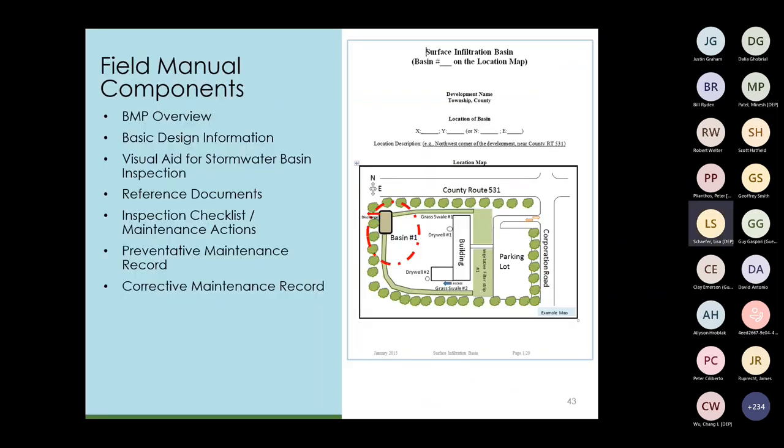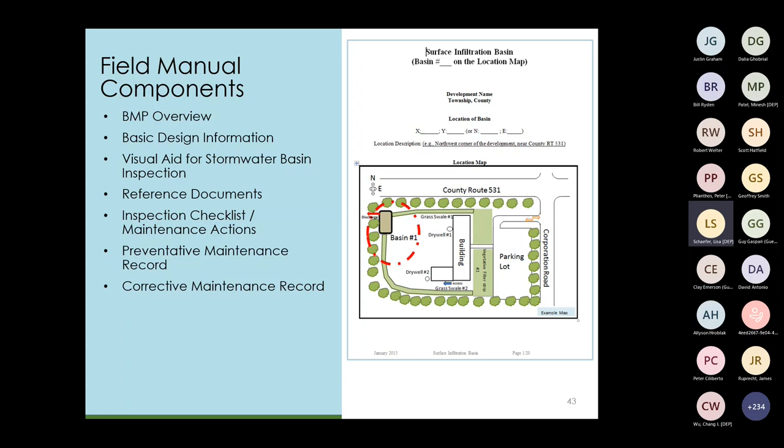So this in particular is one of the field manuals, and it's for a surface infiltration basin. Each BMP should have its own field manual because each of them has different functions and components that need to be inspected and maintained. The field manual templates include the components as shown on the left: obviously an overview, basic design info, visual aids to help you inspect it, additional reference documents, the checklists, and identification of the actions that are required, plus the preventative maintenance record and the corrective maintenance record.